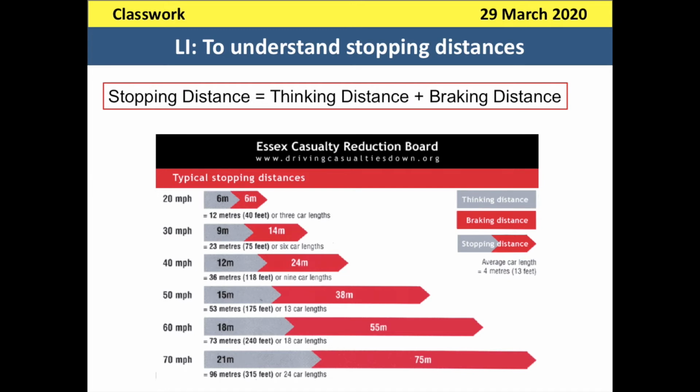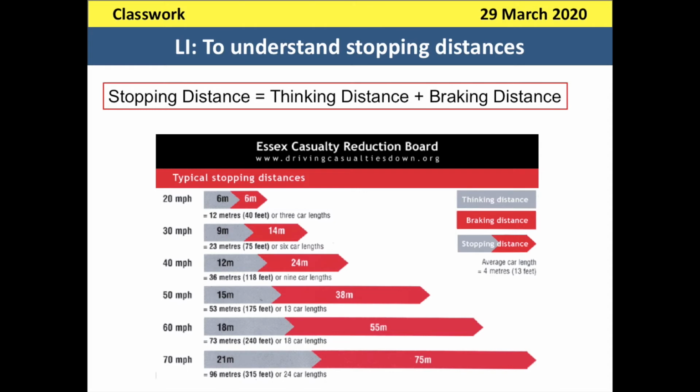And then the braking distance is the distance travelled once the driver has started applying the brakes to the moment the car actually stops. Now, there's some information just below. You don't need to learn this information at all, but it just illustrates how the thinking and braking distances differ depending on the speed of the vehicle.